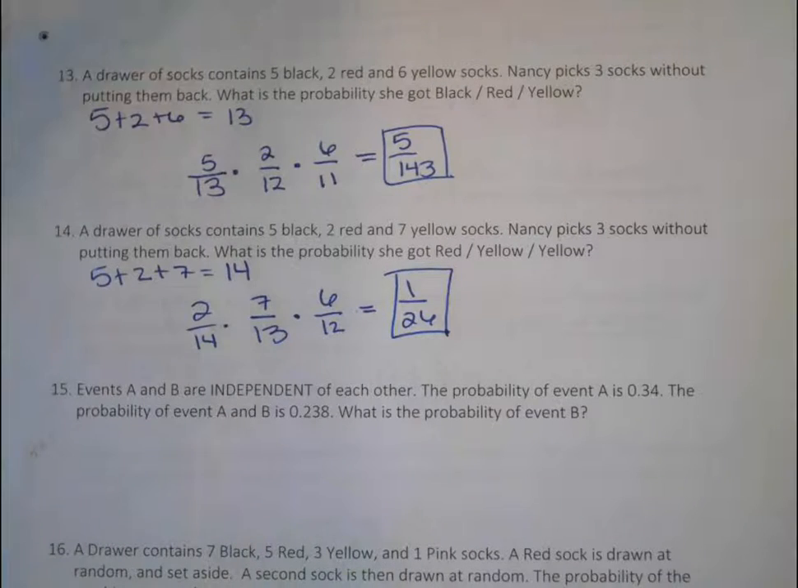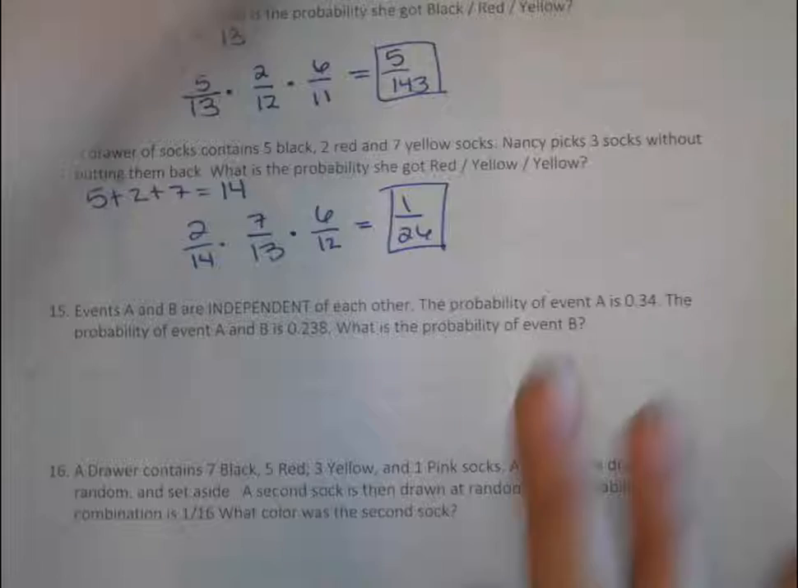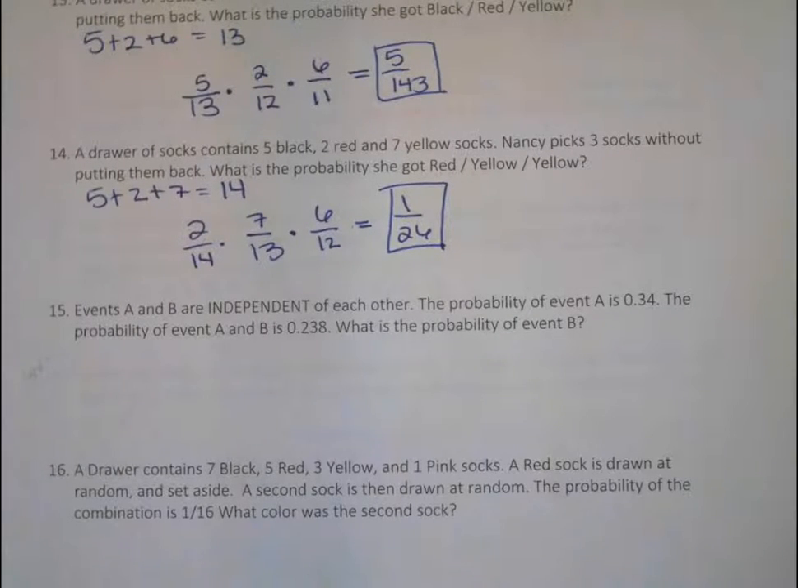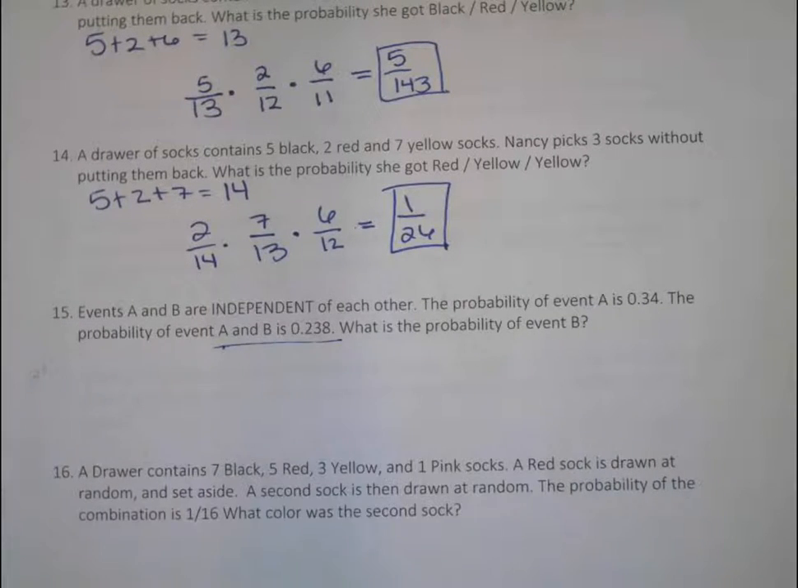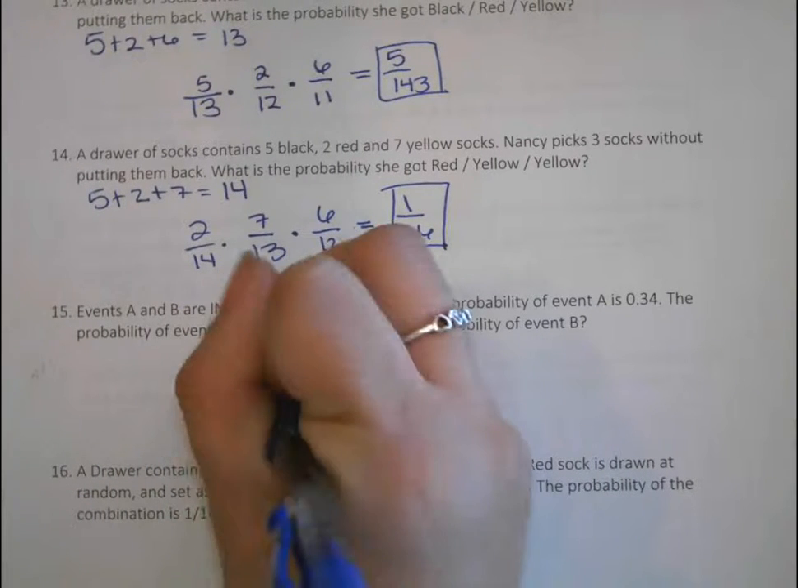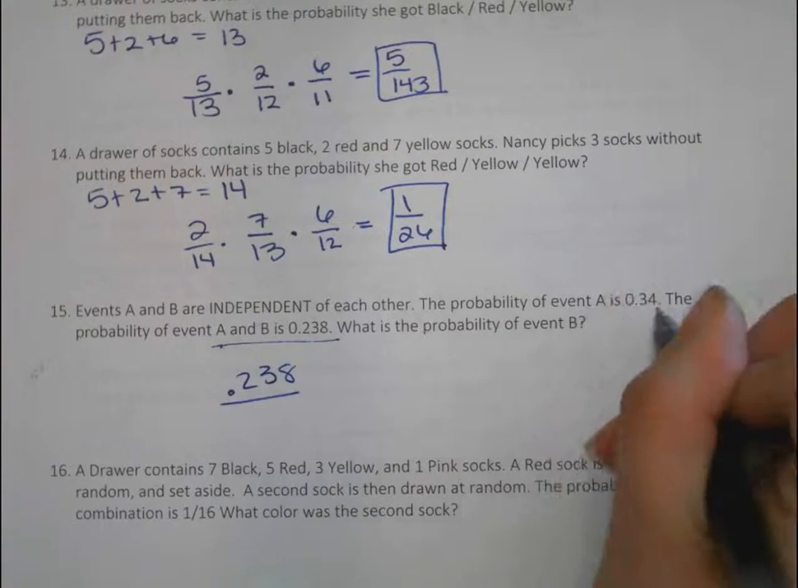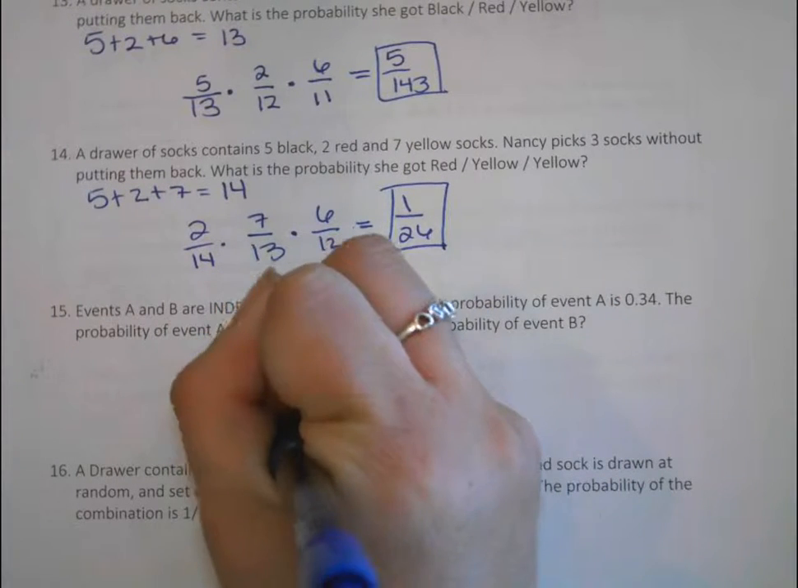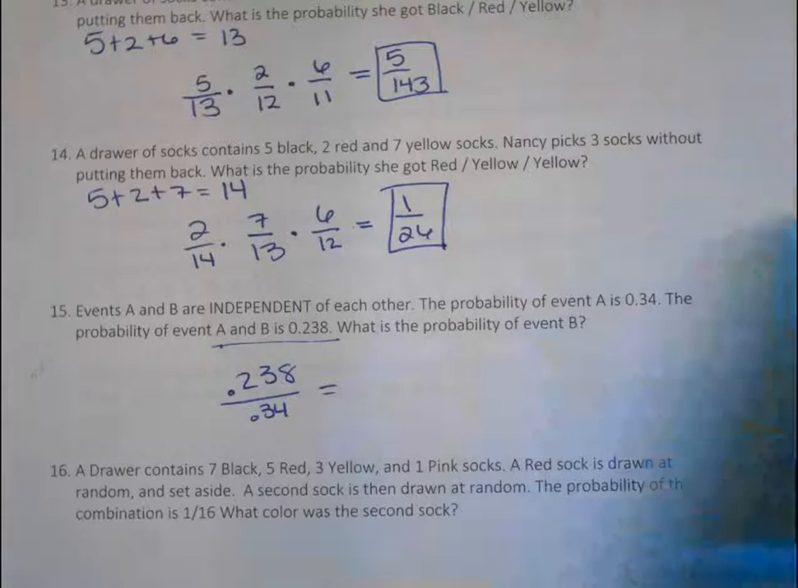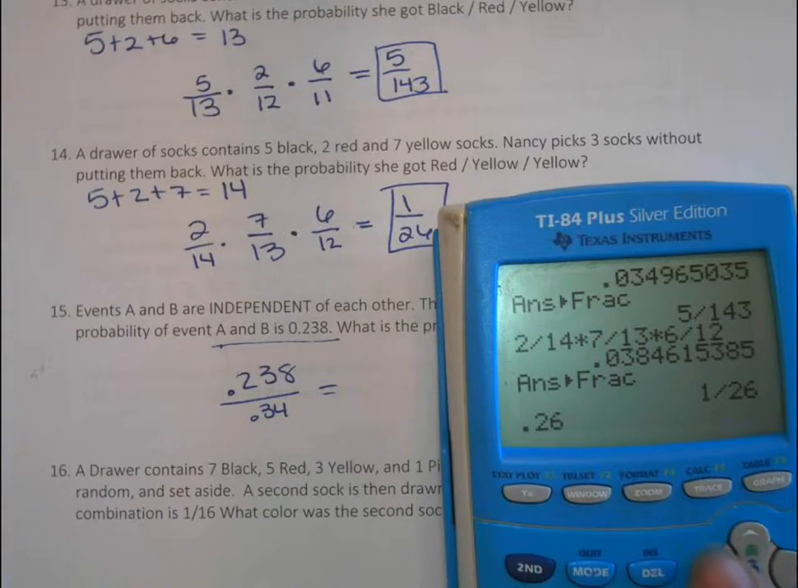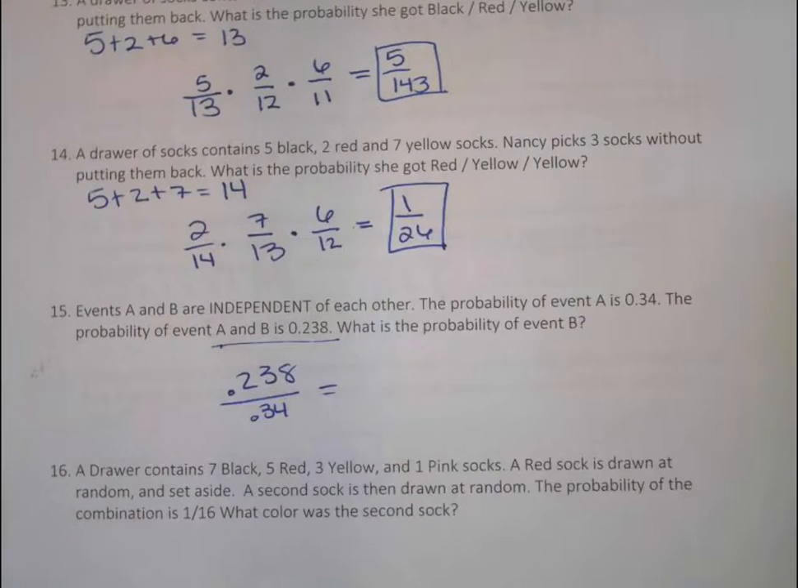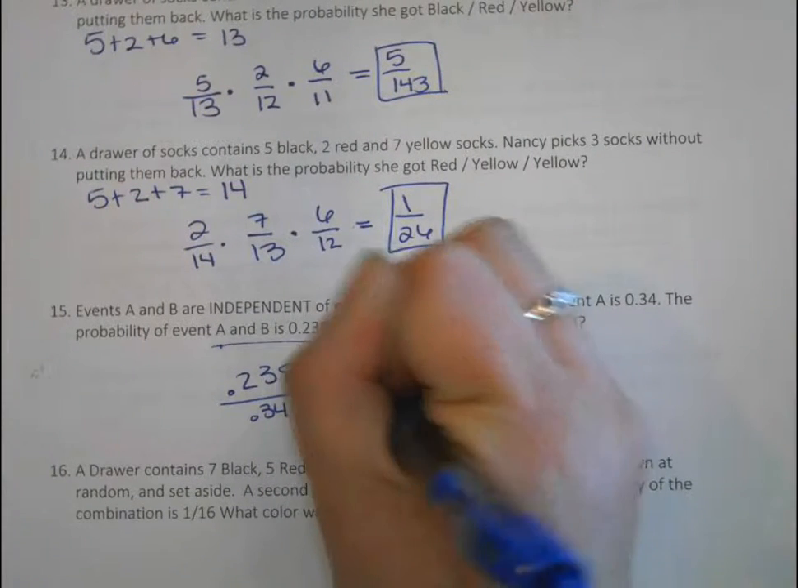Okay. Number 15 is a little different. I'm working backwards. It tells me they're independent. Remember, when I'm working with independent, I'm normally multiplying. But because I'm working backwards, the opposite of multiplying is dividing. So it tells me the combined probability is 0.238. So I'm going to do 0.238, and the probability of A is just 0.34. So I go ahead and divide that by 0.34. 0.238 divided by 0.34 gives me 0.7. So the probability of B happening is 0.7.